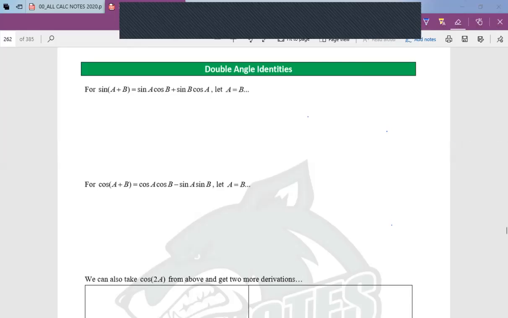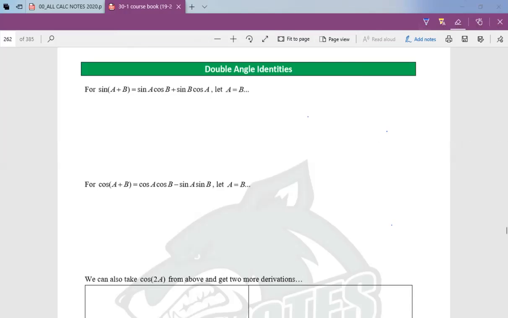All right, here we go with our next section. This is called double angle identities. This is section 4.7 on page 262 of your workbook. This comes right on the heels of what we did last time, sum and difference identities. In fact, our derivation for sine's double angle and for cosine's double angle is just going to use exactly what we did last day.